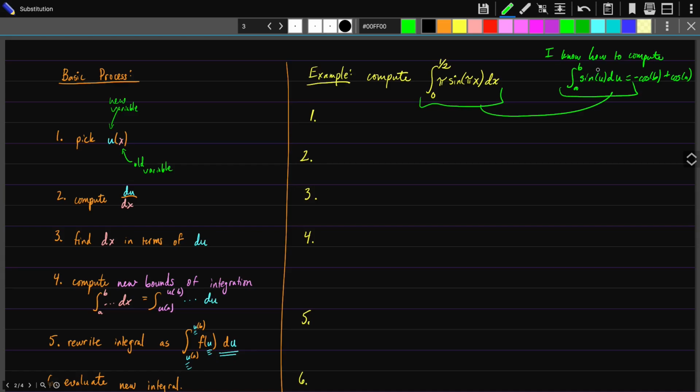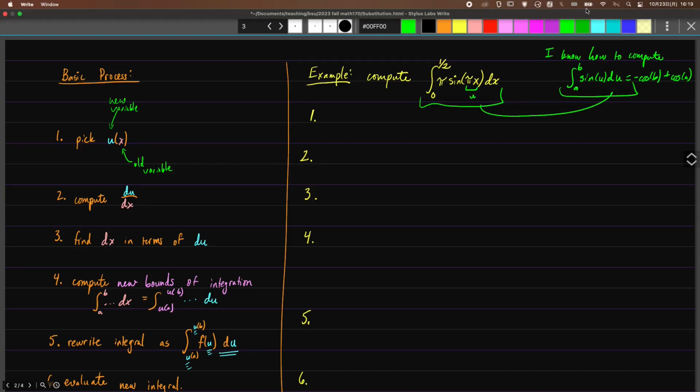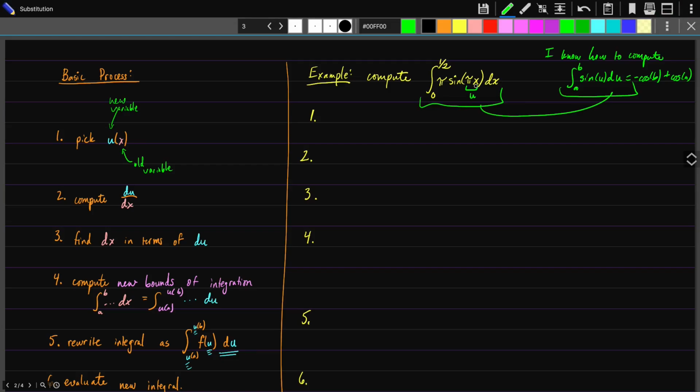So as you can see in the integral that I'm looking for here, I've got sine of u. So my u is going to be the inside of my sine function. So I'm going to take u equal to pi times x. The next step is to compute du by dx. In this case, du by dx is pi.